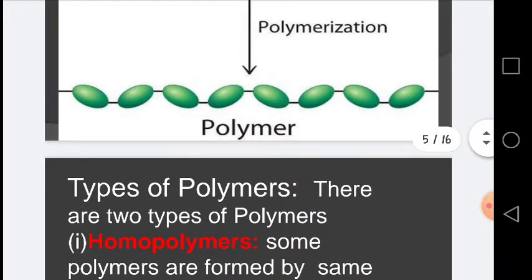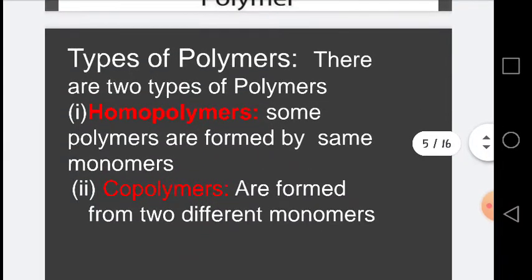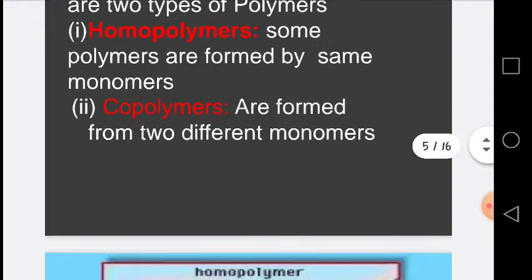Dear students, now we are going to focus on the types of polymers. There are two types of polymers: homopolymers and copolymers. As the name indicates, homo means the same. It means polymers made from the same type of monomers are called homopolymers, and copolymers are formed from two different types of monomers. We will see some examples to understand in a better way what homopolymers and copolymers are.